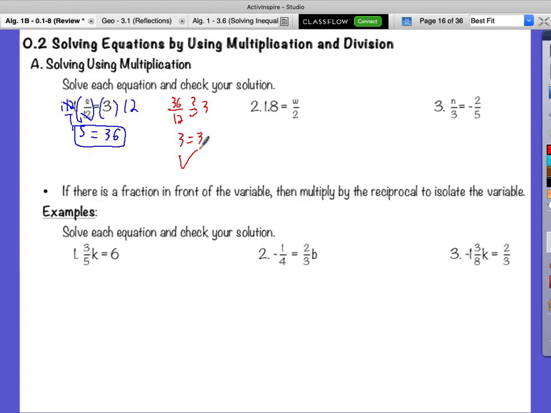Okay, this is Gracie. Okay, so you gotta divide.